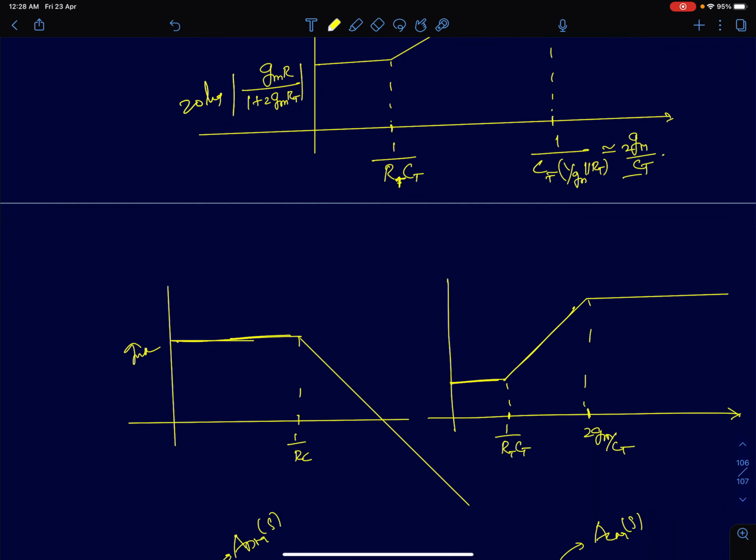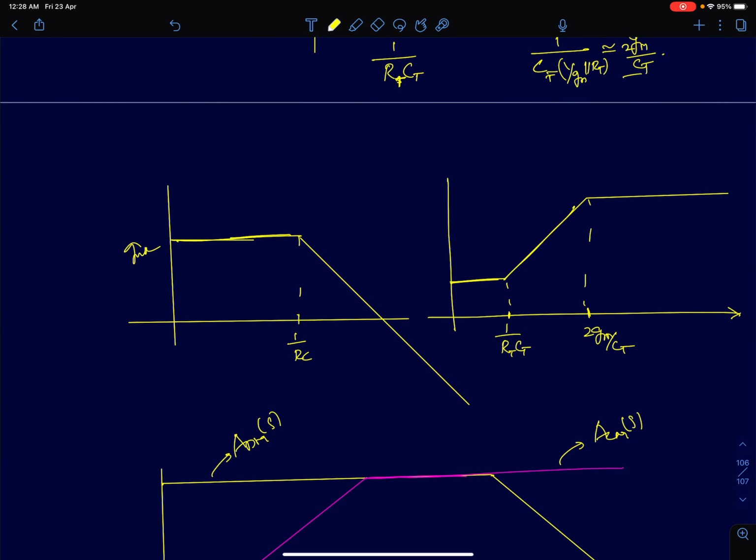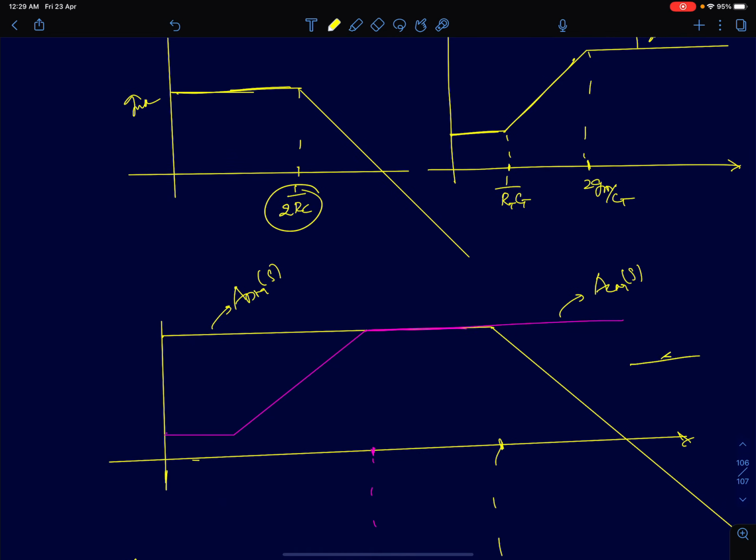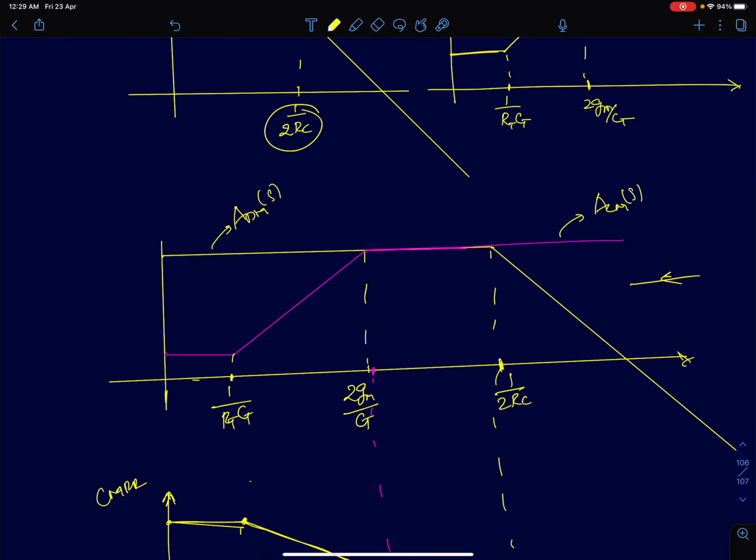Now with the knowledge of this, we'll quickly plot CMRR. I've shown both differential mode gain and common mode gain. Differential mode gain starts decreasing after 1 by 2 RC. Common mode gain reaches a peak value of GMR and it stays constant. So this is the graph. We have a zero here at 1 by RTCT, the first pole at 2 GM by CT, and the pole in the differential path, which doesn't appear in the common mode half circuit, is given by 1 by 2 RC. So from this I'll draw the CMRR plot. The difference here is 20 log of mod of 1 plus 2 GM RT.